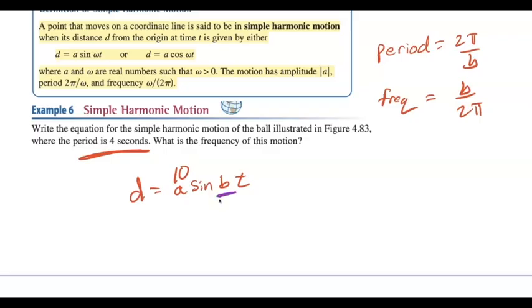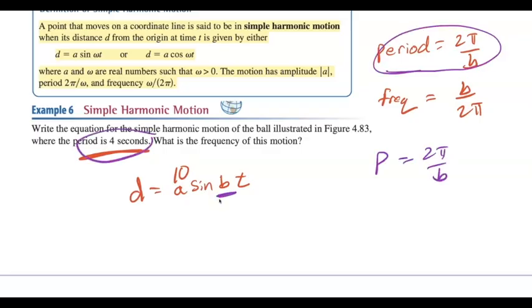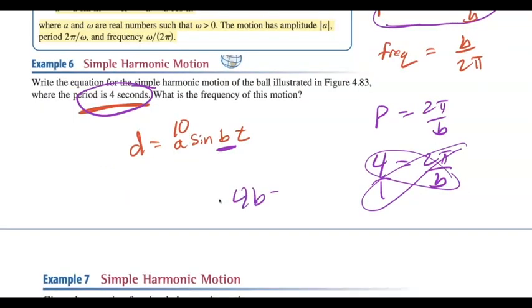But remember, B has to do with the period. Period equals 2 pi over B. The total period is 4 seconds. 4 equals 2 pi over B over 1. Cross multiply. I'm going to get 4B equals 2 pi. Divide by 4, and you get B equals pi over 2. And there's our equation: D equals 10 sine of pi over 2 t.